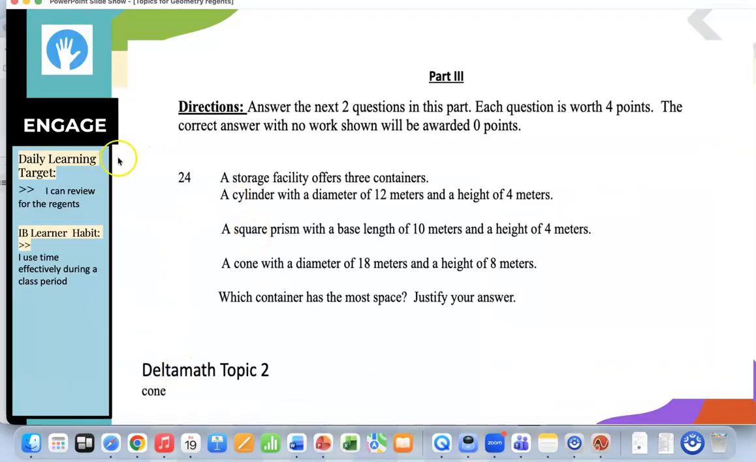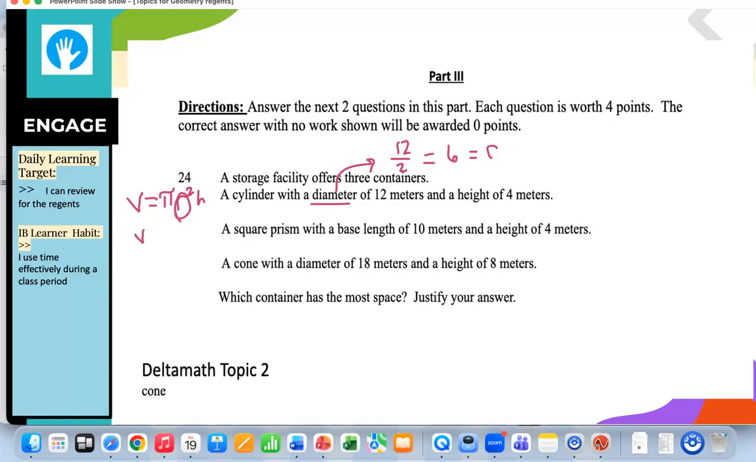We know for a cylinder, V is equal to pi r squared times h. And you want to read the question carefully. They said diameter. That's not the radius. So you have to divide the diameter by 2 to get the radius, which is 6. So this is our radius and our height. So we're plugging in 6 inside the r, and we're plugging in the height.